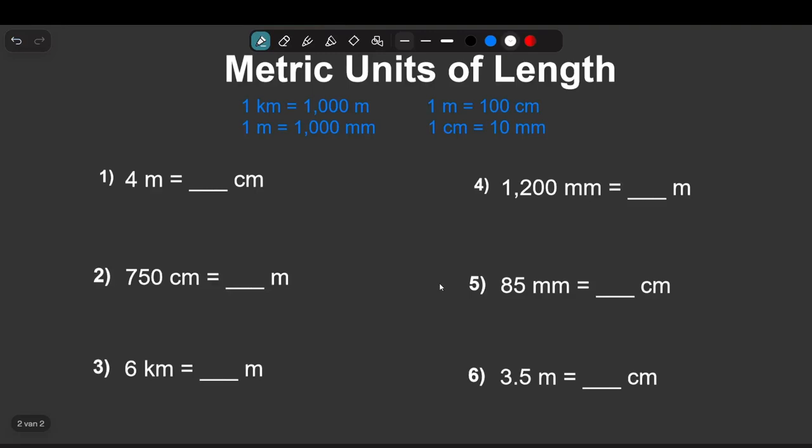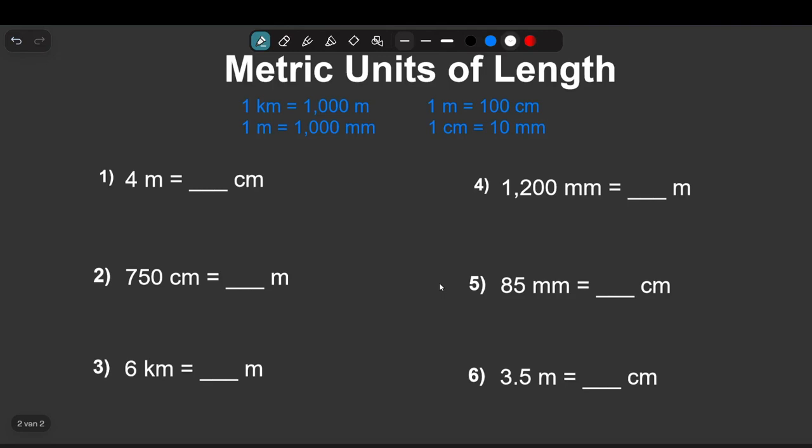Hello guys, welcome back to a new video, and in this video we're going to convert metric units of length, and we're specifically going to be working with millimeters, centimeters, meters, and kilometers. Now, our base unit of length for the metric system is a meter, so everything's going to be based off of a meter, and we're going to use prefixes to create other units of length, and those prefixes will tell us what those units of length mean.